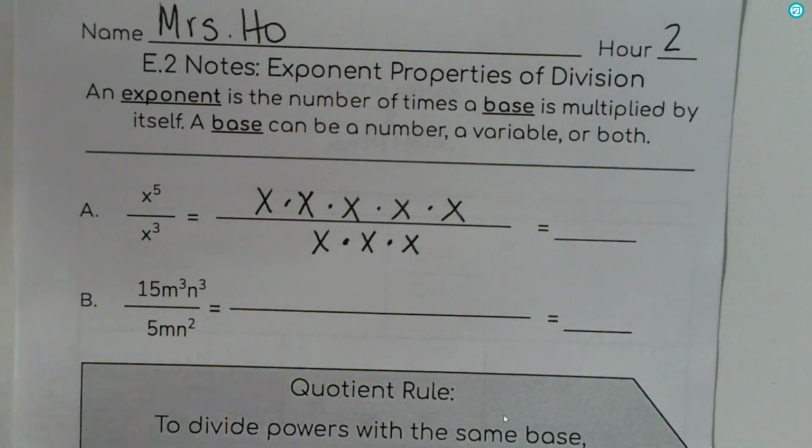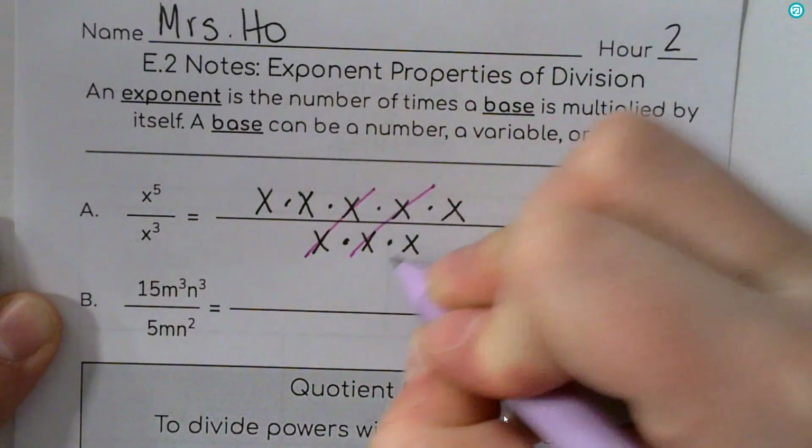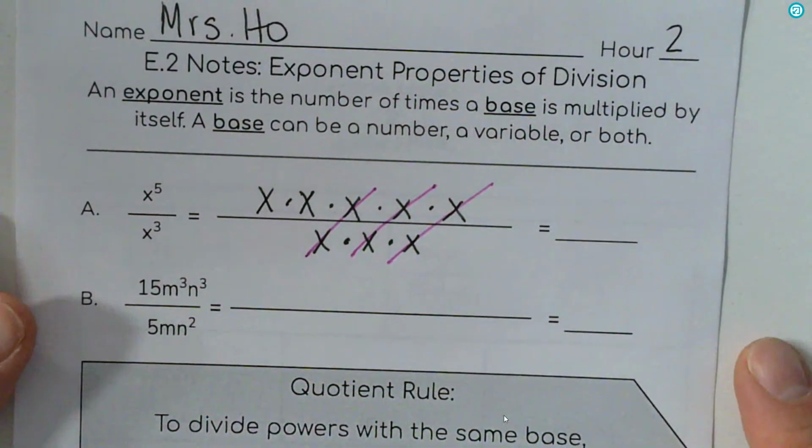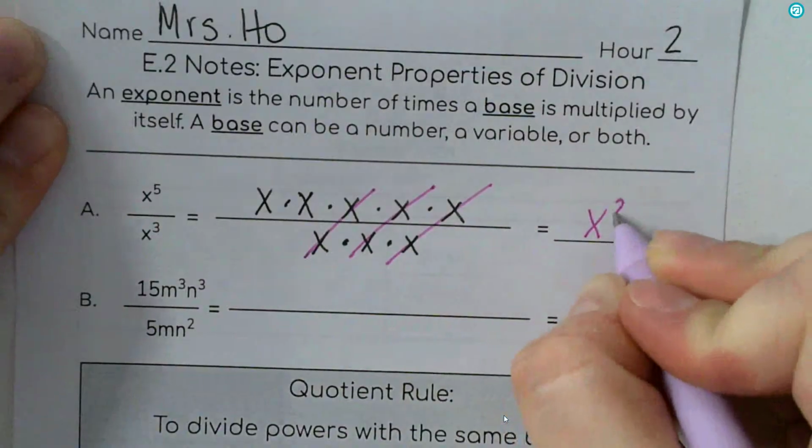these x's. The reason why, what is x divided by x? What's anything divided by itself? What's 10 divided by 10? 1. 30 divided by 30? 1. So x divided by x is 1. So we can essentially reduce out 3 of these sets. So cross out 3 of those sets of x's. Okay, so now that I've canceled out 3 sets of x's, what do I have left? 2. So I've got x to the 2nd power.